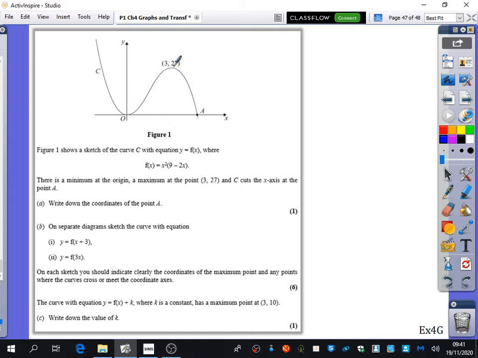And remember I said we're going to learn about how you can find those yourself later on, but for now we'll just tell you where the minimum and maximum points are. And it says that C cuts the x-axis at the point A that we have over here. And it says write down the coordinates for A. When it says write down, that means they don't care about any working that you do. They think you can just write down the answer straight away. So what is the coordinates of A?